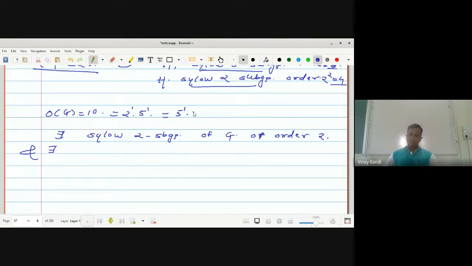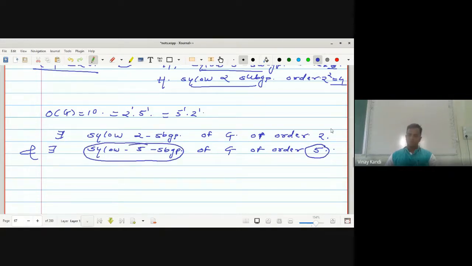Sylow 5 subgroup of G of order 5. ओके, 5 ऑर्डरचा एक सबग्रुप ज्याला म्हणतात सीलो 5 सबग्रुप. 2 ऑर्डरचा एक सबग्रुप आहे ज्याला म्हणतात सीलो 2 सबग्रुप. ओके, फॉर एक्झाम्पल Z10. What is Z10? 0, 1, 2 up to so on 9. Is it correct?